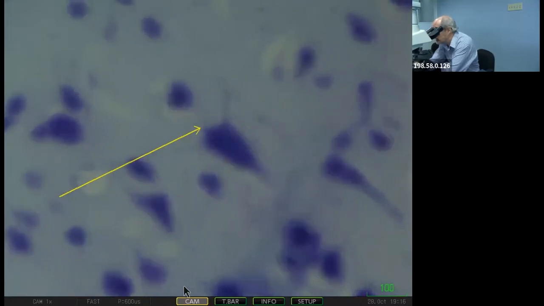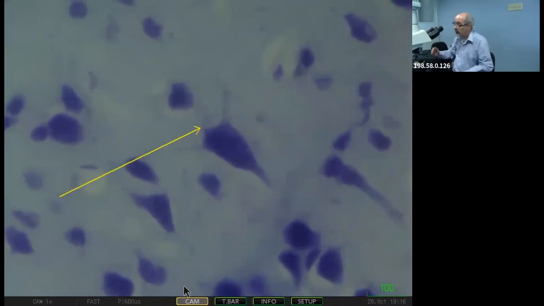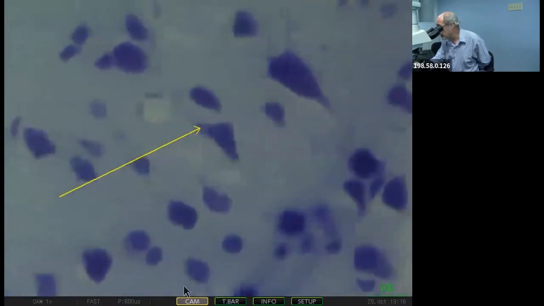Right here, you have the axon which is leaving the cell body. You see, you have just a little part of the axon, just the beginning of it. Remember, it's called the axon hillock, the area of the neuron where the axon is leaving the neuron.